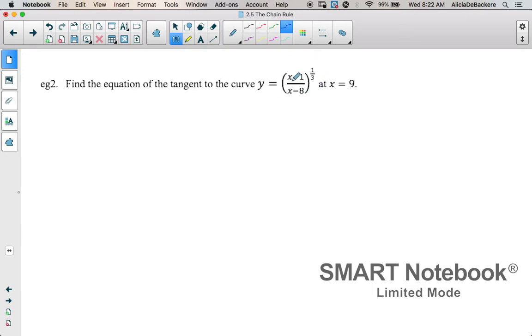So we've got this complicated expression here inside the brackets. The inner function here is a fraction. And that's our baby. And then the outer function is the power of 1/3. Okay, we're going to find the equation of the tangent. Remember, that tells me I need a point and the slope.